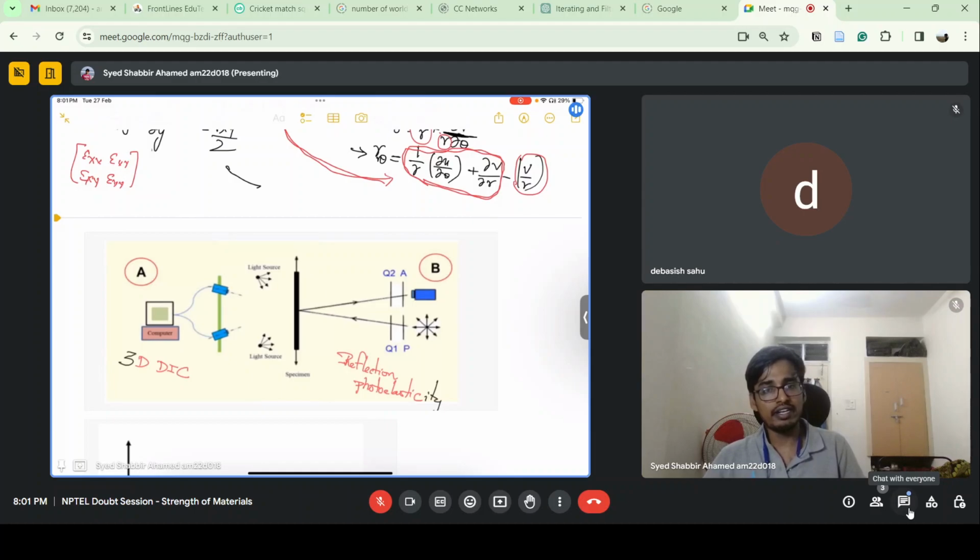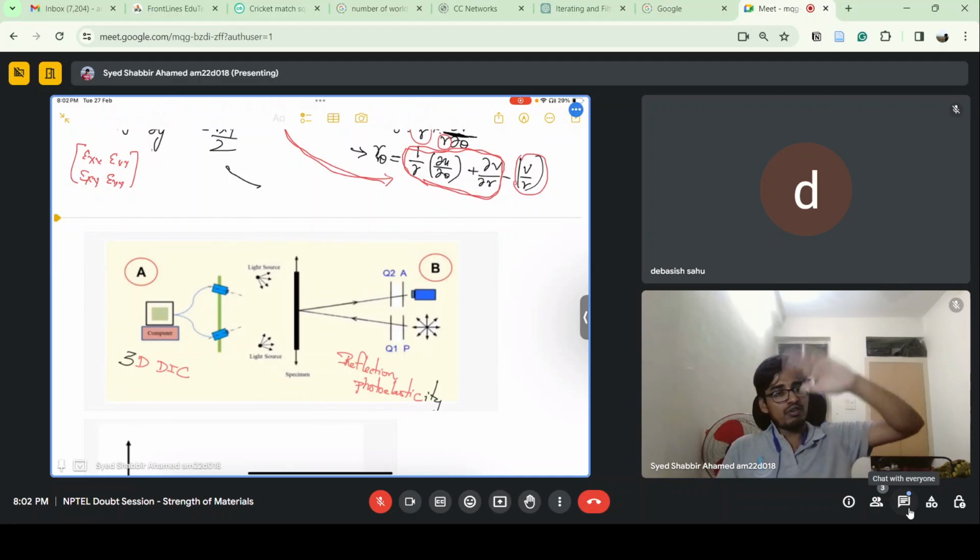In this experimental procedure, we are doing three-dimensional image correlation on one side of the specimen, and we are also doing reflection photoelasticity. Reflection photoelasticity is basically: you have a light and you use a polarizer. A polarizer sends light in only one direction. I hope you have watched the photoelasticity lecture. Light vibrates in different directions, but we polarize it and send only one direction of light.